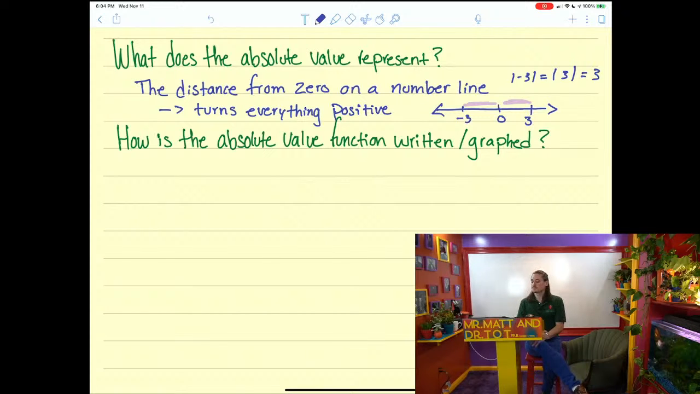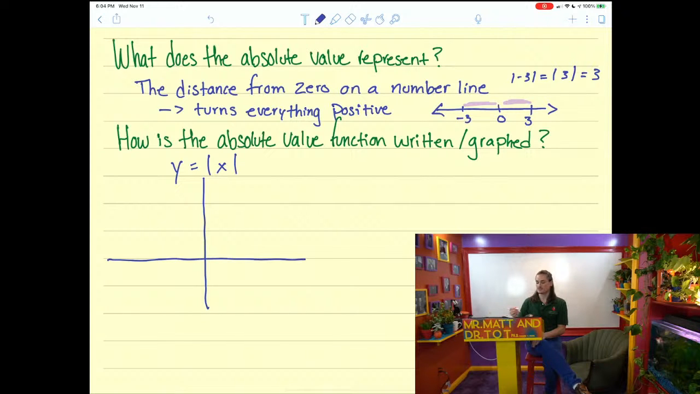Now, how is the absolute value function written or graphed? So the parent function, meaning the simplest version of the absolute value function, is y is equal to the absolute value of x, just x. And that looks like a v. And you can always recreate this function by taking a table. But in general, it's going to look like a v with a vertex at the origin 0, 0.